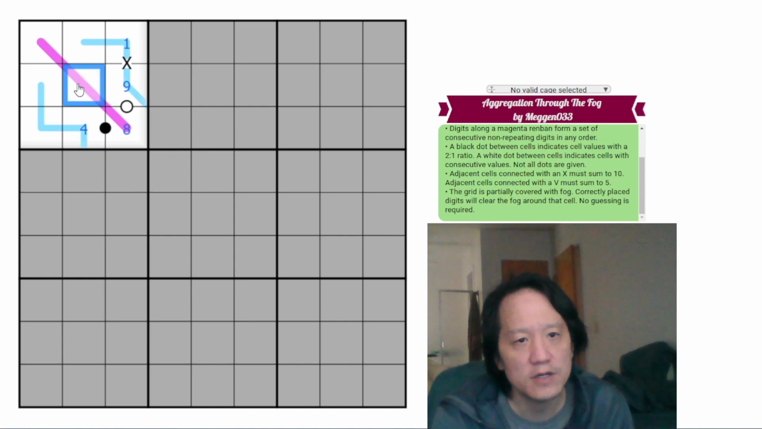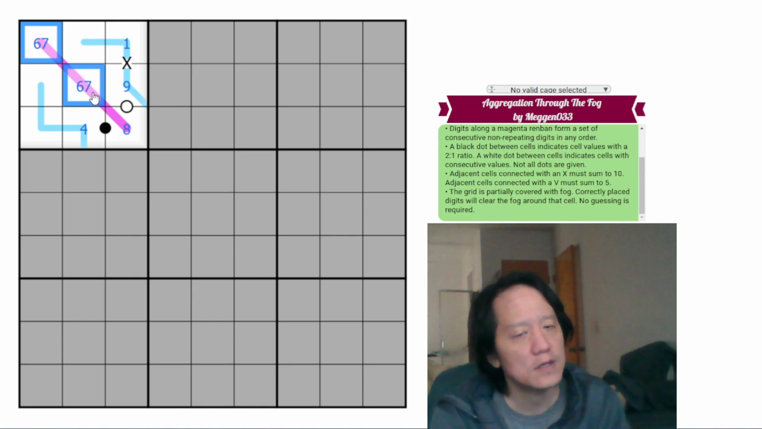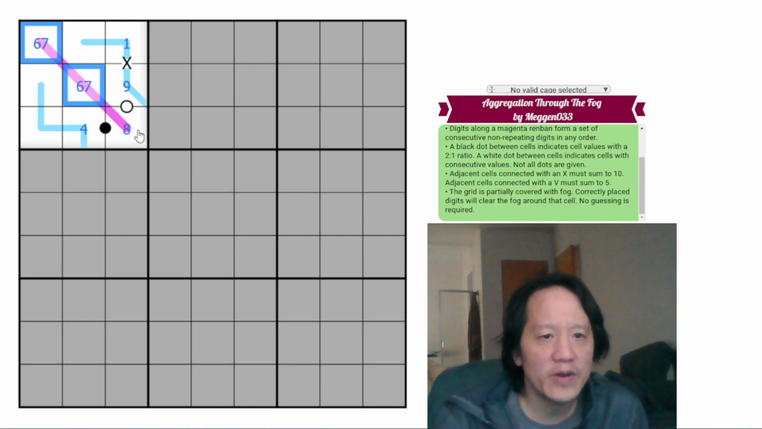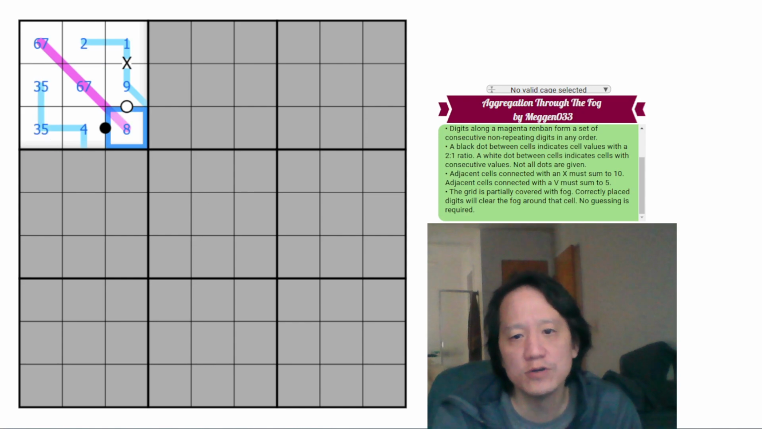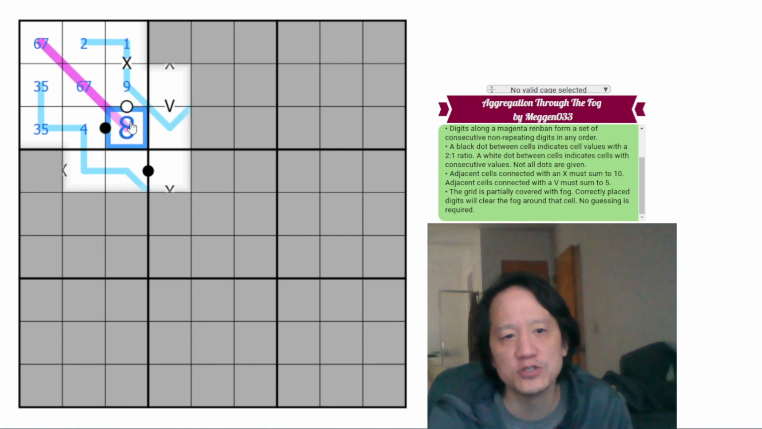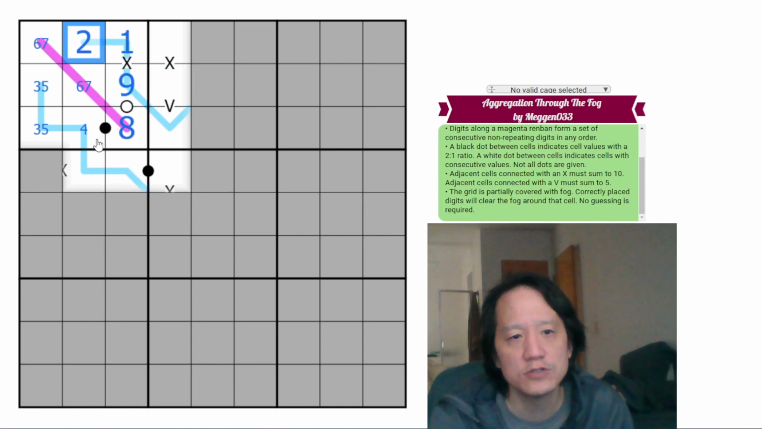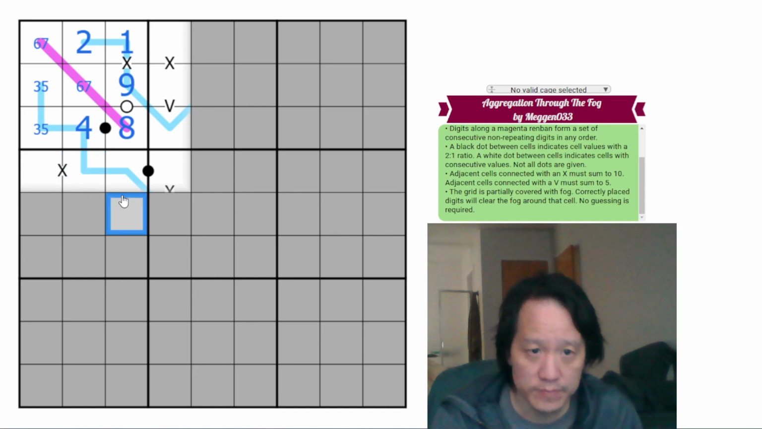This is 1. This is 7. Not 9. This is 6 and 7. So this adds up to 21. Yes, 21. 45 minus 21 is 24, so this adds up to 12. So this is 1, 2, 9, and this is 3, 4, 5. And we know this has to be the solution because none of the other solutions work. So this is 8, 9, 1, 2, 4.